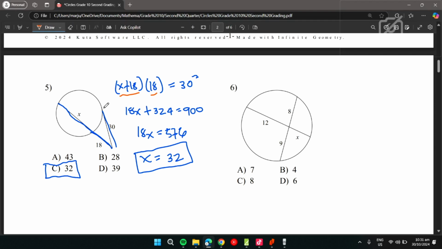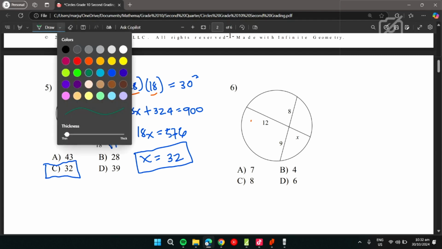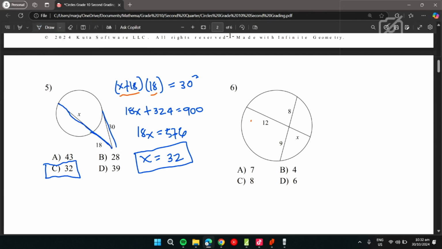Alright, let's do number 6, if we're okay with number 5. On number 6, we have two chords. So what does the theorem say? When we have two chords, this is the entire chord, and its part is 12, and the other part is x. They are proportional, so 12 times x is equal to 9 times 8.